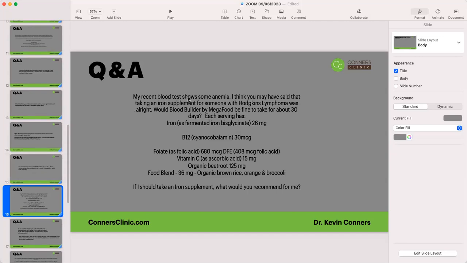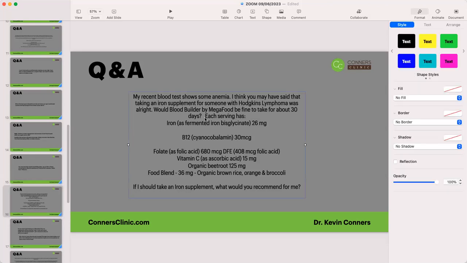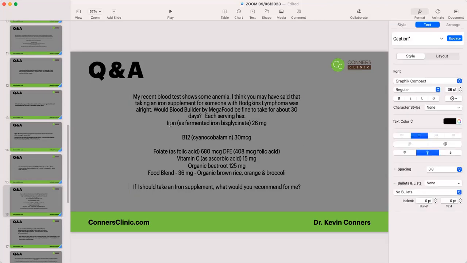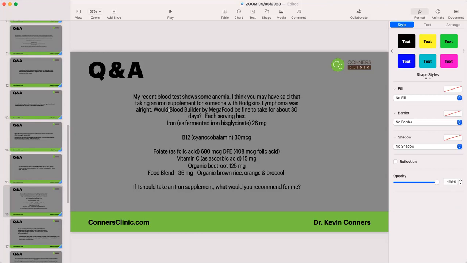My recent blood test shows some anemia. I think you may have said that taking an iron supplement for someone with Hodgkin's lymphoma was all right. Would Blood Builder by Megafoods be fine for about 30 days? So let's look at this. This person was kind enough to give the ingredients of this Blood Builder by Megafoods.